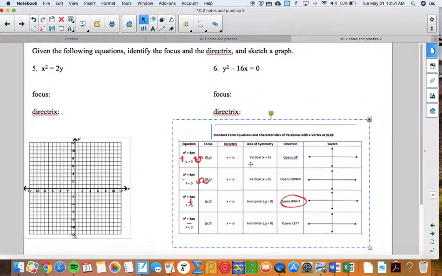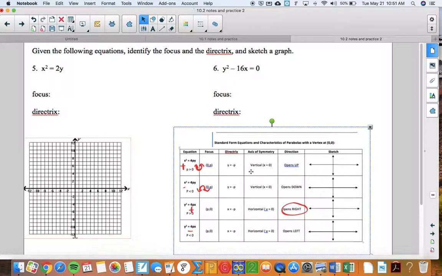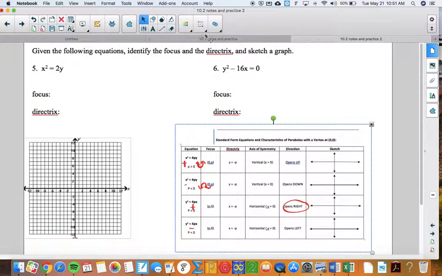Given the following equations, identify the directrix and sketch a graph. We're going to want to realize that in this one it's going to be opening up. However, let's take this multiplier out in front. We want to figure out what p is because that's part of our focus and it's part of our directrix equation. So really we want to know, well, x squared equals 4p times y.